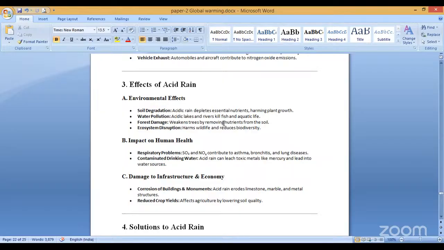Now we discussed, okay, corrosion of buildings and monuments. Acid rain erodes limestone, marble, and metal structures. It can react with the chemical compounds and carbon compounds which are present in limestone, marble, and metal. It reacts with the compounds present in the acid, the reactions take place, and the result is a chemical change that can affect that particular monument and others.